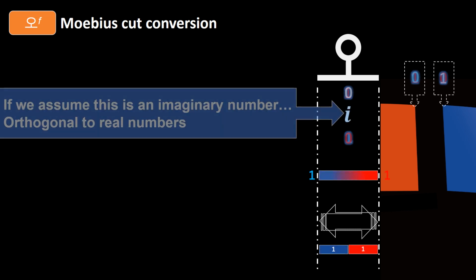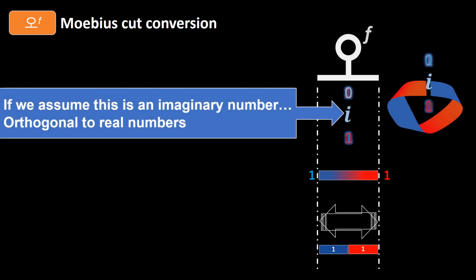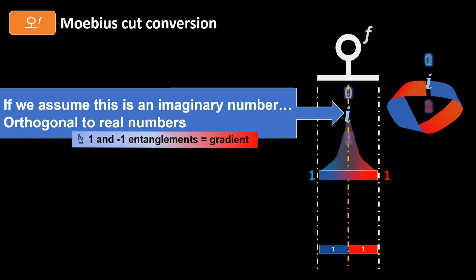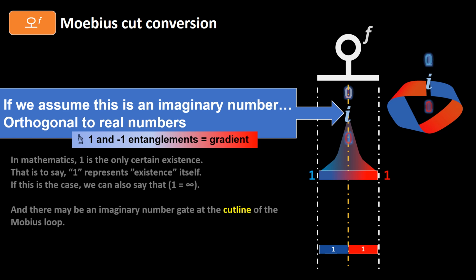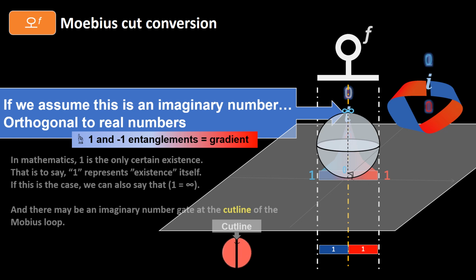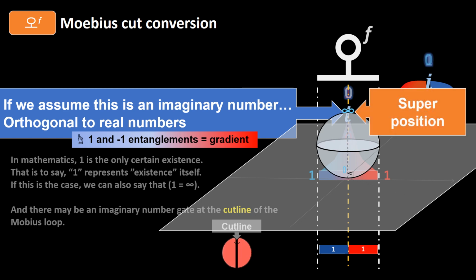Zeros and ones, in other words infinity, are superimposed on the vertical axis with alternating positive and negative polarities so that they are orthogonal to the positive and negative horizontal vectors at the center. In fact, in mathematics, 1 is the only certain existence, because it becomes possible to say only that one existence. Then we can also say that 1 is infinity, and there may be an imaginary gate at the break of the Mobius loop. What happens when this combination alternates colors like the combination on the left?